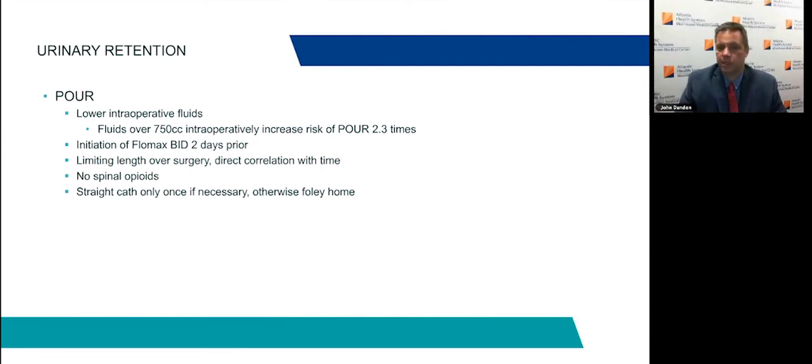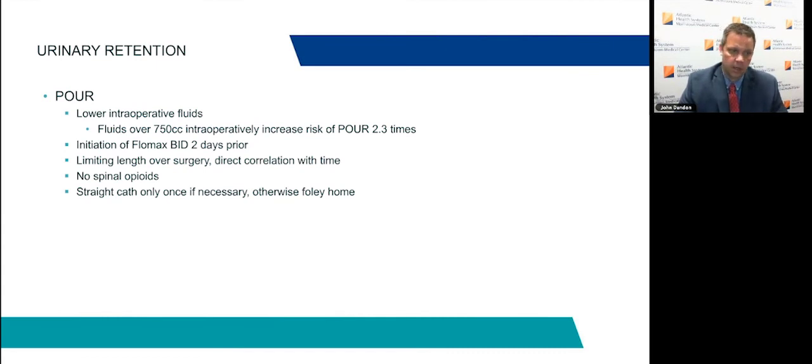We started initiating Flomax twice a day, 2 days prior, and we do it now for 4 days post-operatively as well. And we felt that's helped tremendously with our post-op urinary retention. Ever since we've initiated these protocols, we've probably done another 250 or so to 300 joints since then, outpatient, and we've only had one case where we had to send them home with a Foley.